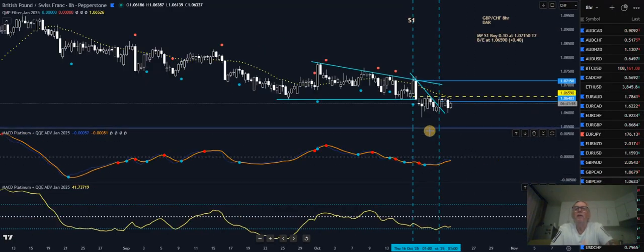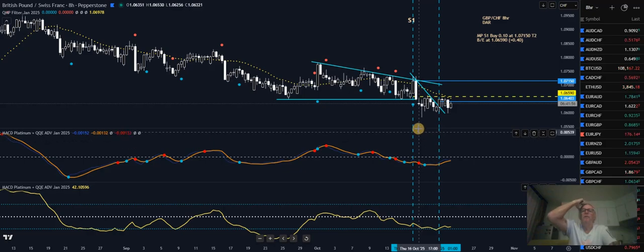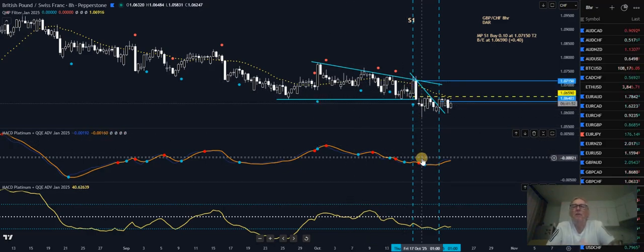Pound Swiss, now this is fairly straightforward. Took a buy here. This is an MP buy based on this support level here on price. So I took the buy. MACD platinum was below the zero level. The QQE is just in sort of no man's land, but it's below the 50, which is good.